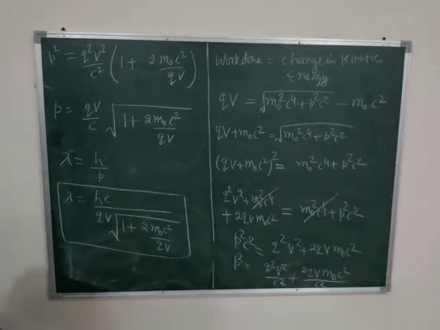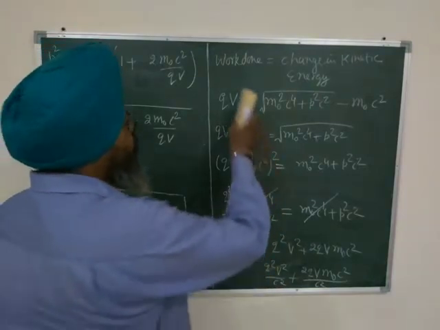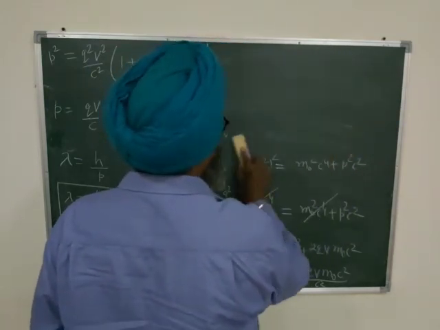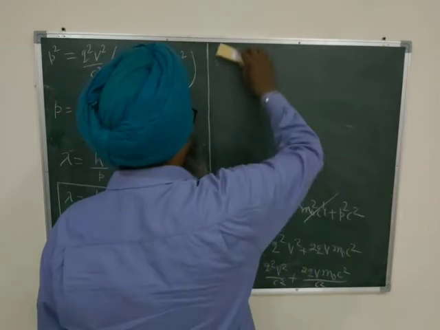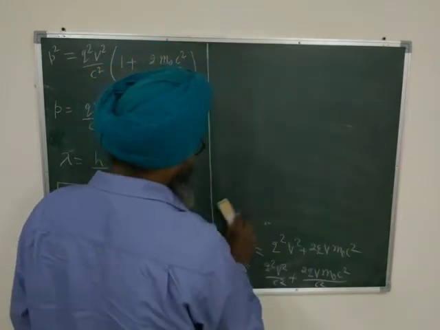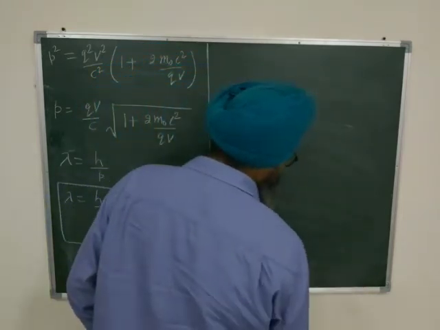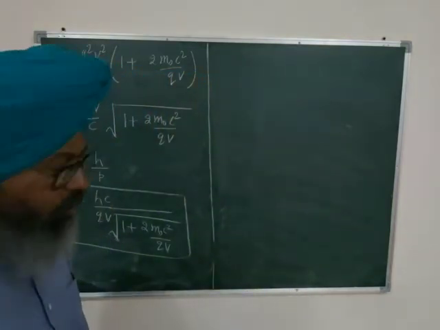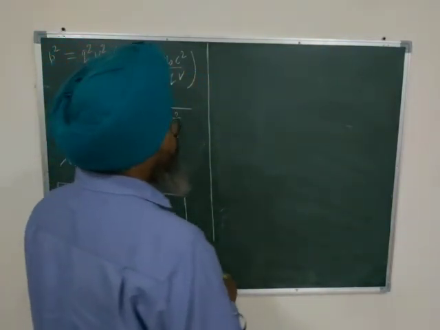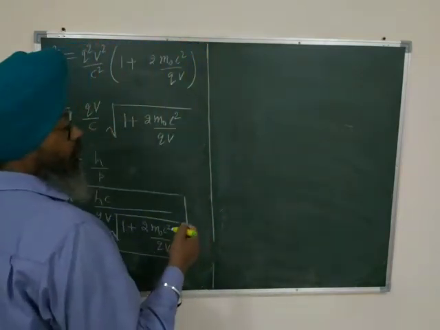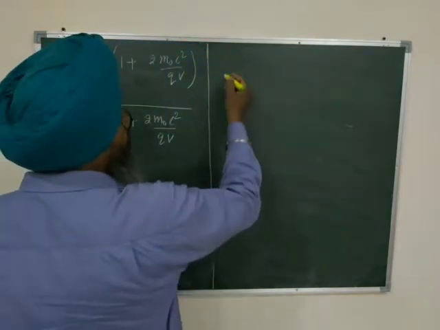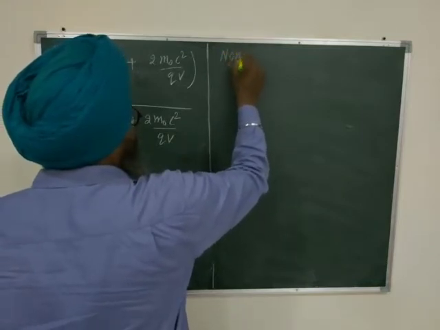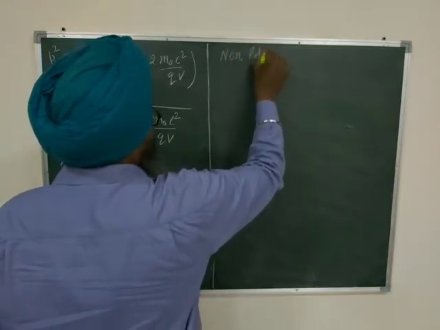So this is in fact a relativistic formula for the wavelength of a charged particle. And now let us discuss if a charged particle is accelerated only by a small potential, meaning the speed that it achieves is very small as compared to the speed of light. That case, in which the speed obtained by the charged particle is smaller than the speed of light, is called the non-relativistic case. So this is now our second topic, non-relativistic case.